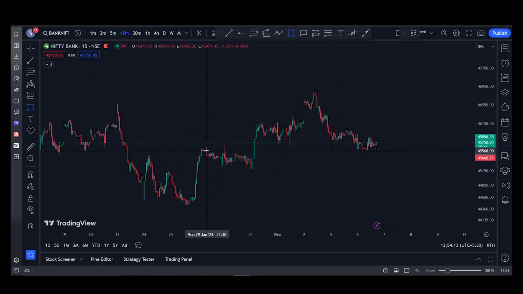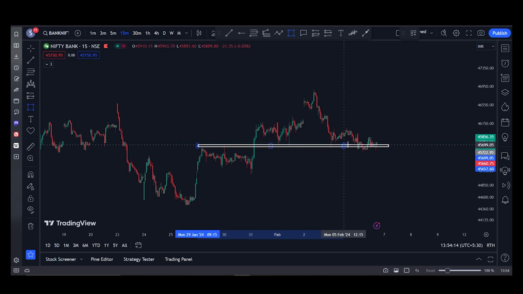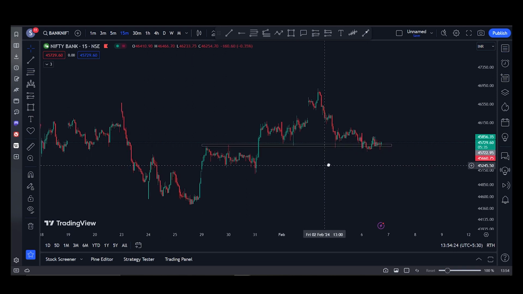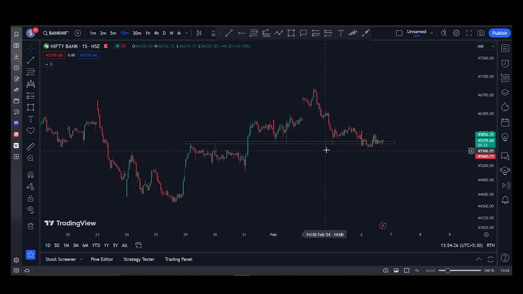Now let's analyze when the market structure changes. If the asset breaks this particular zone, this particular swing high, and manages to sustain below it, then we can say the asset is in a bearish structure. Now here you can see this particular candle, this hammer candle. The asset failed to give a breakdown and sustain below it. Instead, it created a long wick.